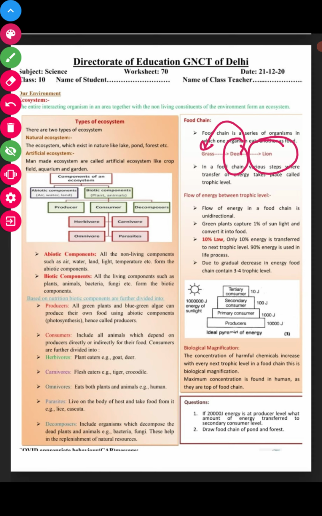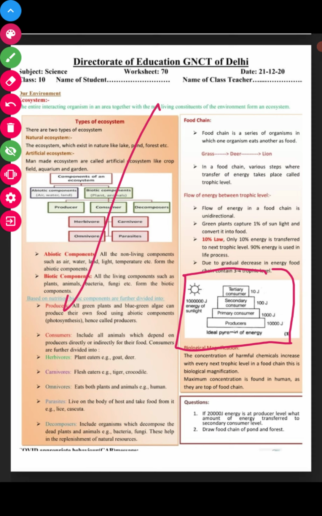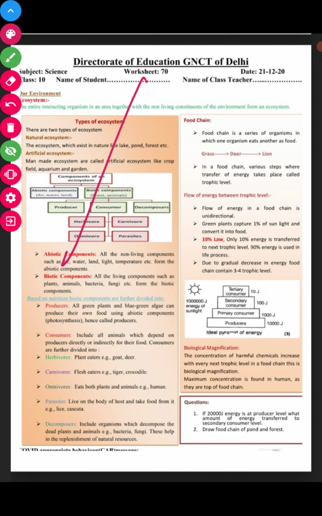Now coming to the trophic level, let's see. This is the picture of an ideal pyramid, and even in your NCERT it is like this. This is nothing but the same. In the lower level we have producers.